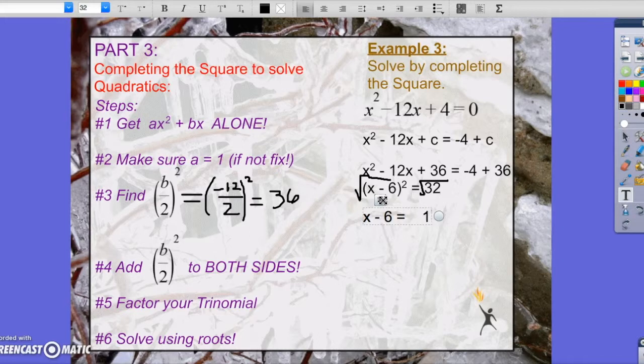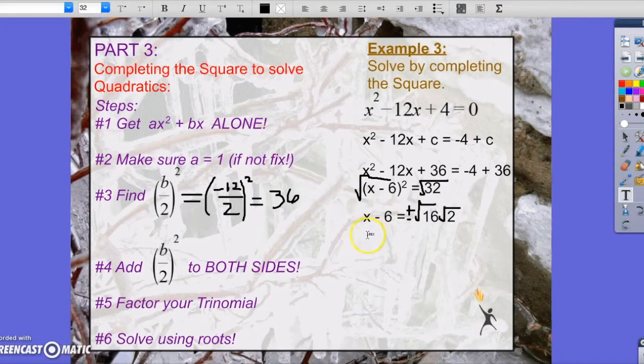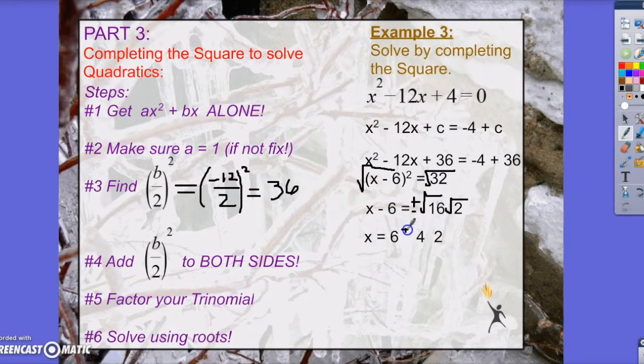32 we could break up into 16 times 2. Let me add my little markings here. Plus minus, don't forget that. Square root both sides. I split up the 32. And bring the -6 over as a positive. Get x equals 6 plus minus 4 root of 2. That's my final answer here.